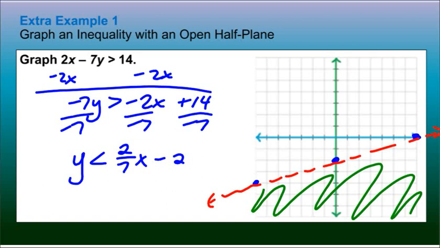Now I can use a test point. Say I tested 0, 0. So if I put 0 in for y and 0 in for x, this would give us -2. Is 0 less than -2? 0 is not less than -2. So where 0, 0 is, that's not the solution. So the other side is the solution.